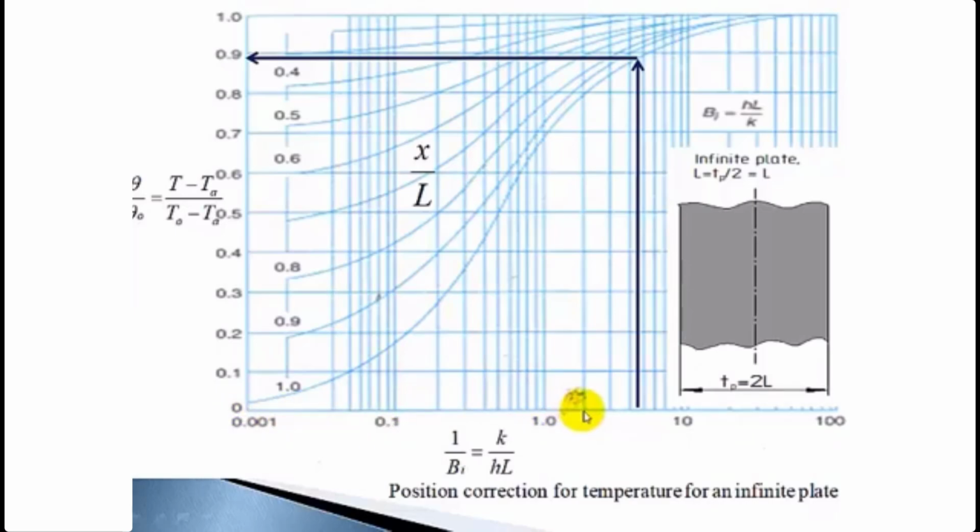So here we have 1, 2, 3, 4, 4.8, and we have 1 by L ratio 1. From there you get approximately 0.89. So that is the value of theta by theta naught. Theta is the temperature difference where you require the temperature. So at what point do you require the temperature difference? Here in this case it is on the surface. So theta by theta naught gives the temperature difference at the surface divided by the central line temperature. From this graph you are getting theta by theta naught as 0.89.